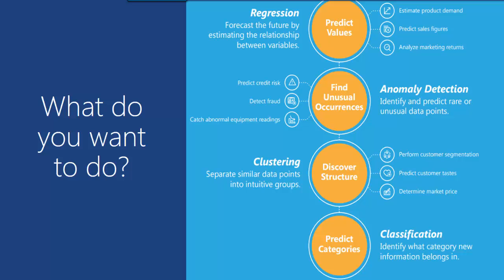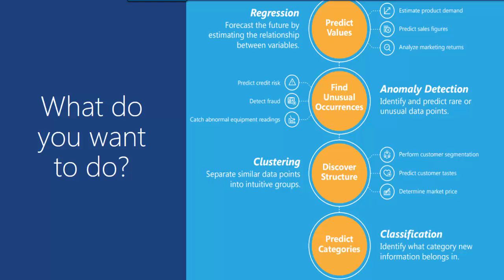The third kind of algorithms which exist is whenever you want to discover some kind of a structure and you want to use clustering algorithms. You want to use k-means, you want to use Bayesian, and all those different kinds of algorithms whenever you want to probably perform customer segmentation, predict customer tastes, determine the market prices.